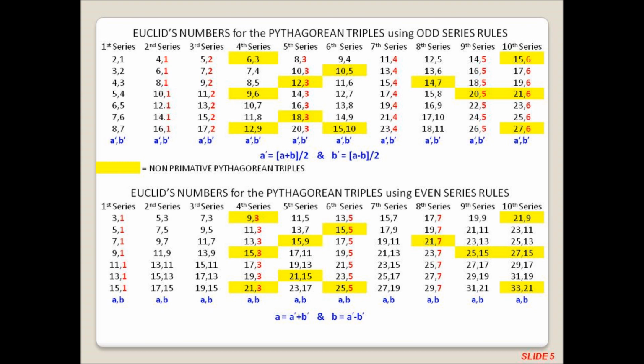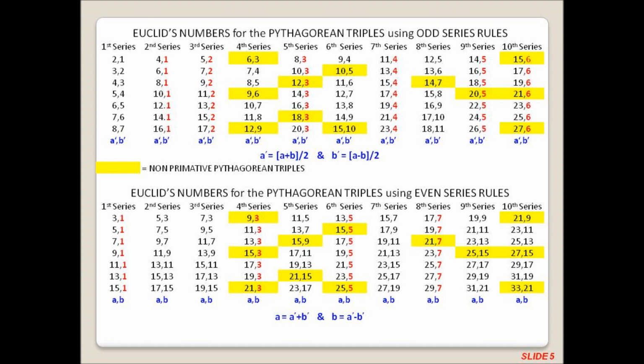The slide shows two tables of numbers. The first table I class as applicable to the odd series rules, and the second table I class as applicable to the even series rules. The values in both tables are related by the formulas at the bottom of each table.